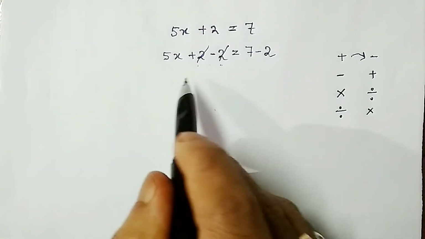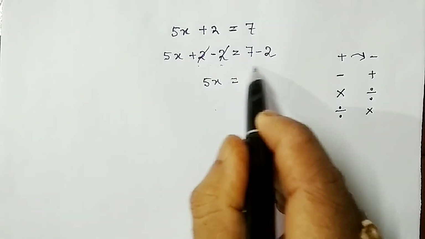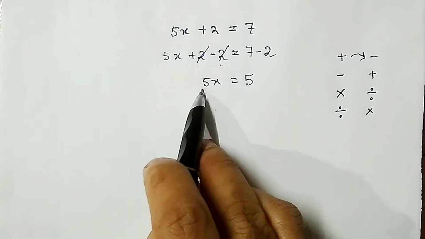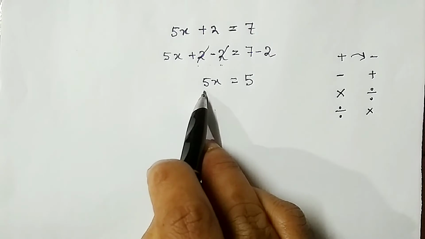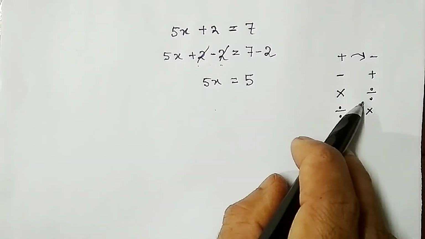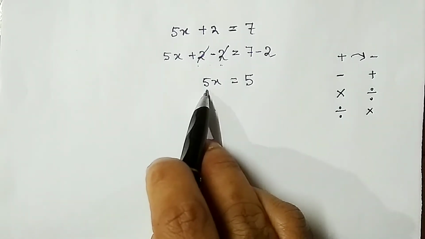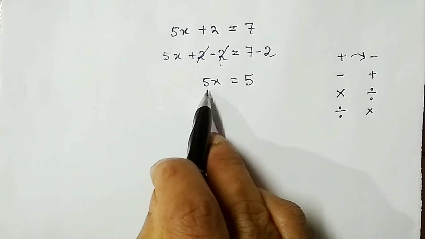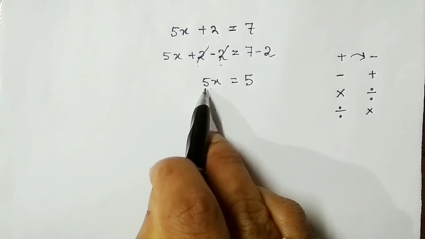Who is left? Now 5x equals 7 minus 2. 7 minus 2 is 5. Now 5x means 5 into x. To remove this 5, I have to introduce the enemy of multiplication, that is division. So I have to divide both the sides by 5 so that I can remove this 5. Just because here 5x means 5 into x, I have to divide by 5 to kill this 5.